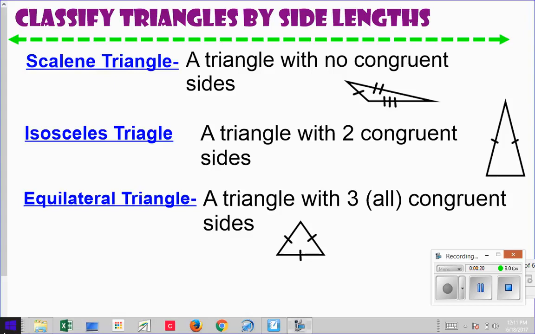So if you take a look at the diagram here, we have three different markings, which means all those sides have different lengths. So that triangle would be described as a scalene triangle.